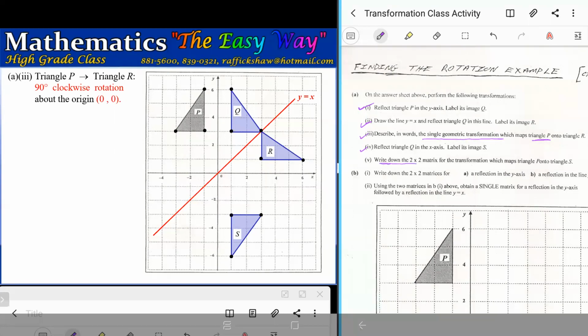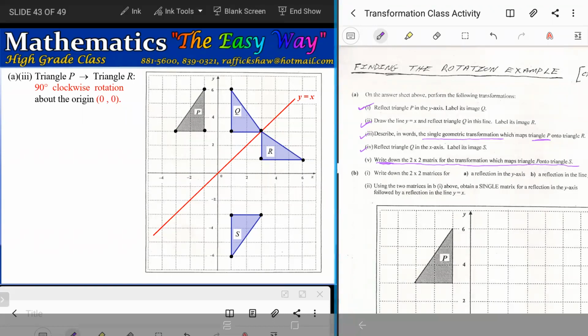Look what they ask us to do next now. Write down. In other words, what write down means is you're supposed to know it. Write down the matrix or the transformation which maps P to S. In other words, you don't need to calculate. You must just know what transformation takes P to S.